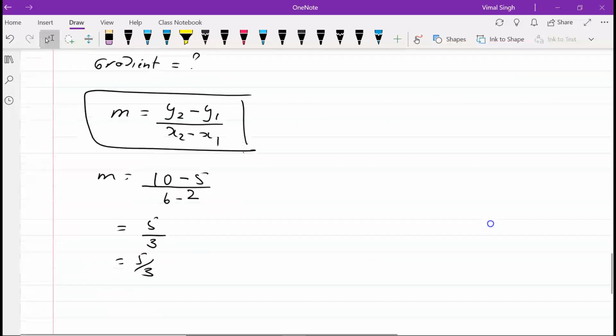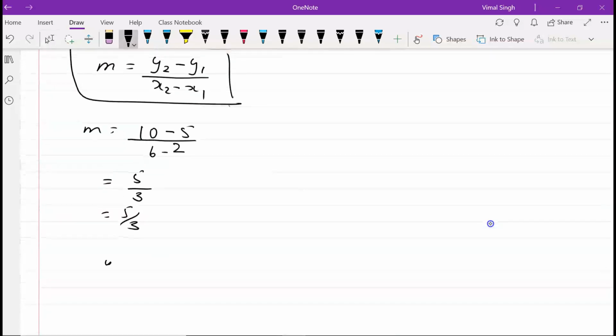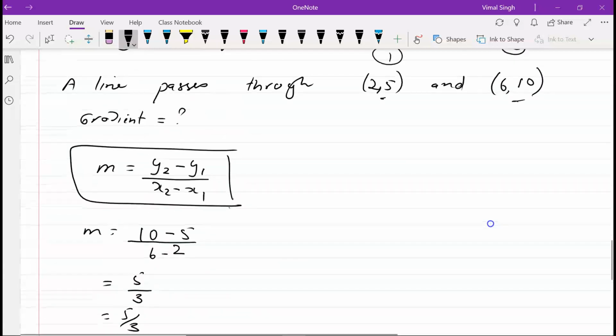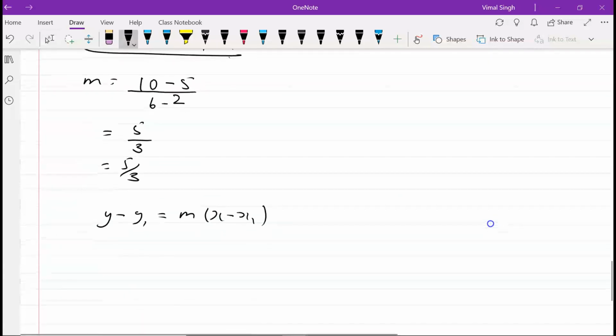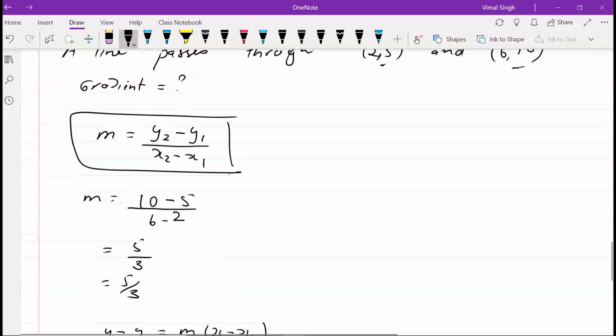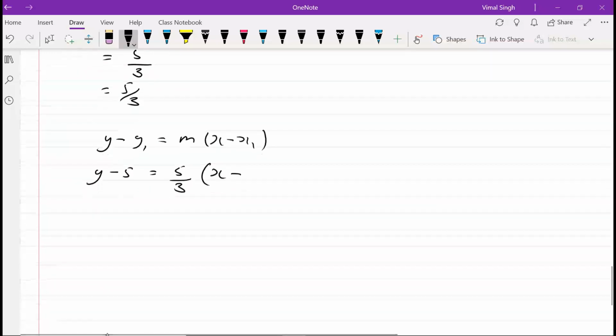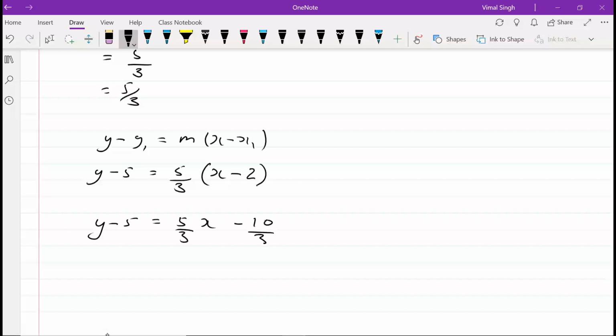I can choose one of the points and use the point gradient formula, y minus y1 is equal to m into x minus x1. So I'll choose the first point, which is (2, 5). So y minus 5 is equal to, gradient is 5 over 3 into x minus 2. So I'll do the same thing as before. I can go y minus 5 is equal to 5 thirds x minus 10 over 3.